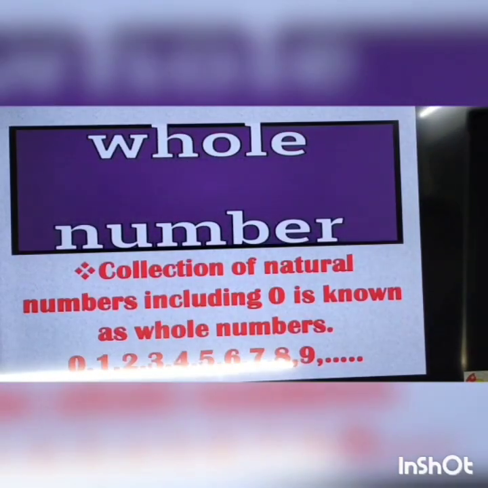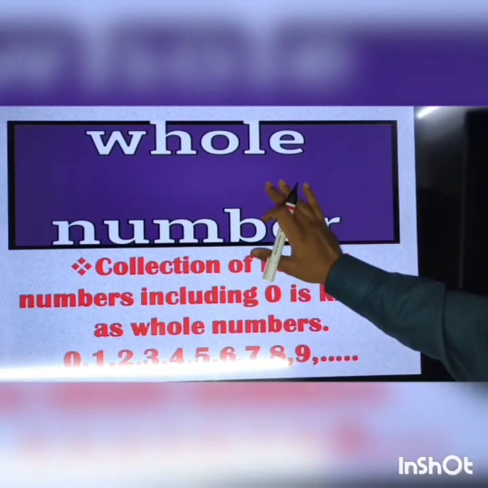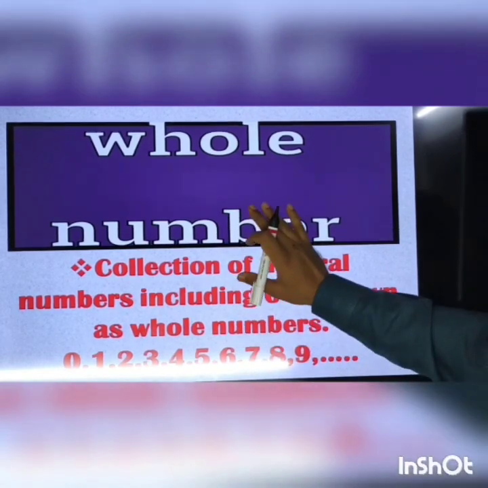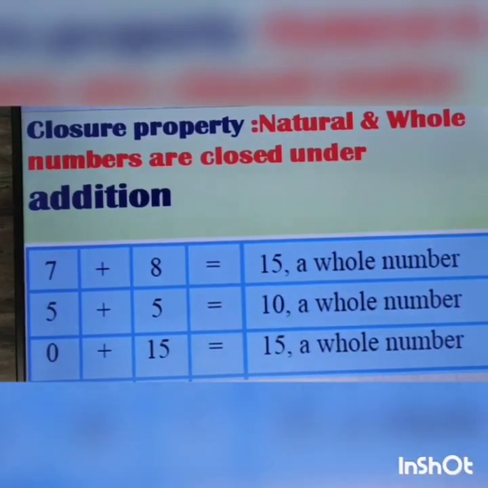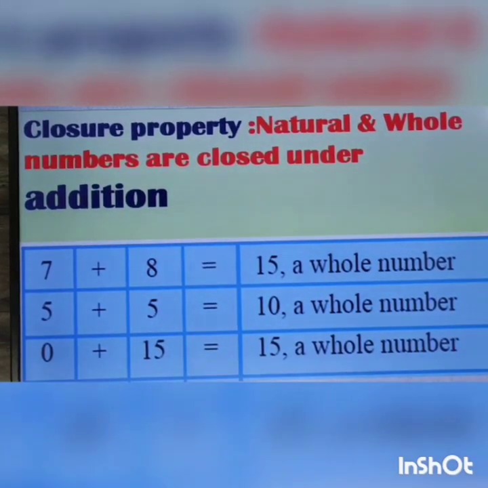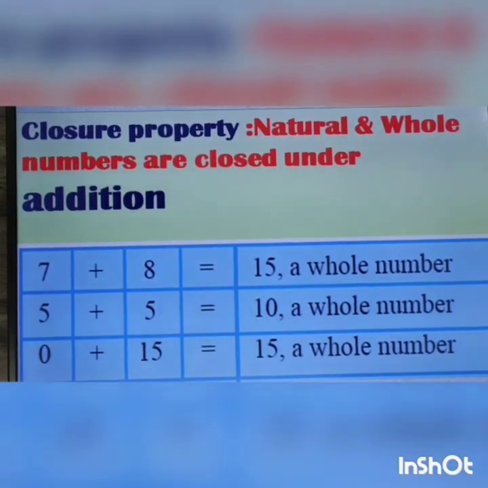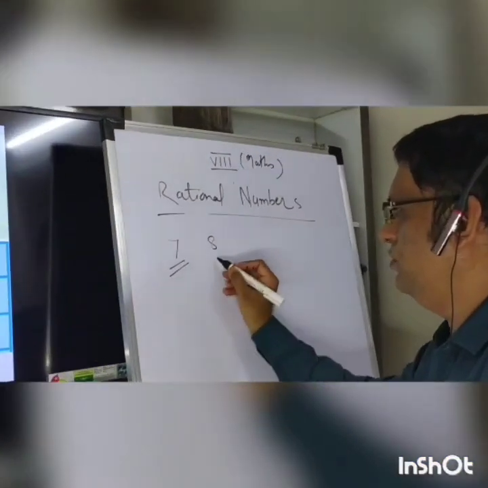So another set of numbers was developed, the whole numbers. In natural numbers there is no digit 0 at all, which is why whole numbers were developed. Now let us see the closure property of natural numbers and particularly whole numbers. Let us take one example, 7 and 8. 7 is a whole number and 8 is a whole number.